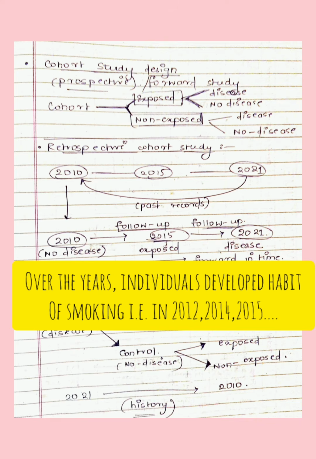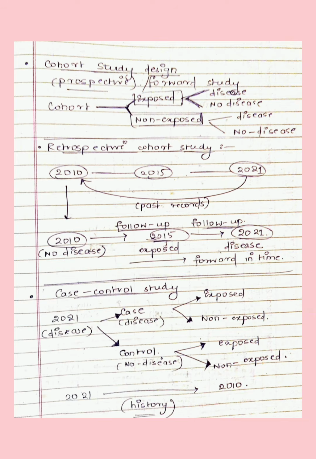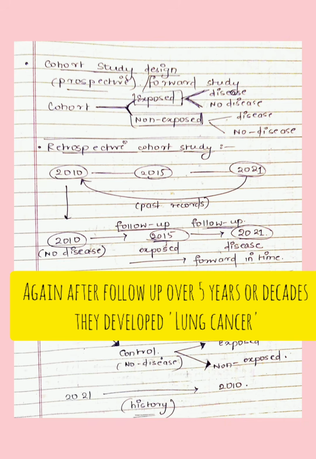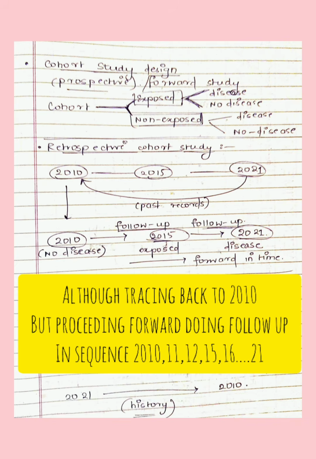Then again we did the follow-up and then we saw the cases, or sorted the cases: individuals who developed the disease and those who didn't. So again, yes, we are tracing back to 2010, but still we are proceeding forward in time. So that's a retrospective cohort study.